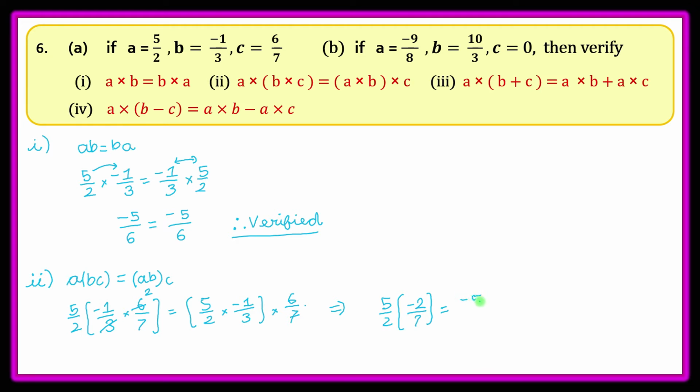We have minus 5 upon 6 into 6 upon 7. So now see, in the left hand side I can cancel out the 2's, in which minus 1 would be remaining in the numerator. So the answer would be minus 5 upon 7 in the left hand side. And in the right hand side I can just cancel out the 6 directly. So we will have minus 5 upon 7 in the right hand side also. As they both have the same value, therefore we have verified the question. So we have verified. Simple.